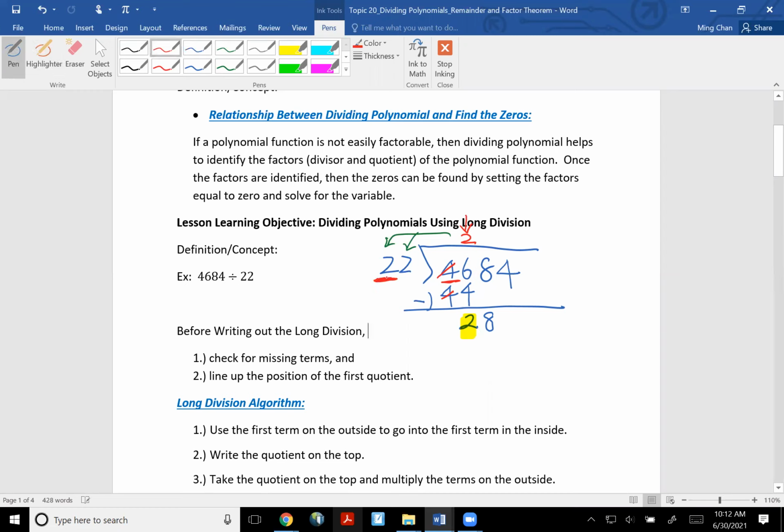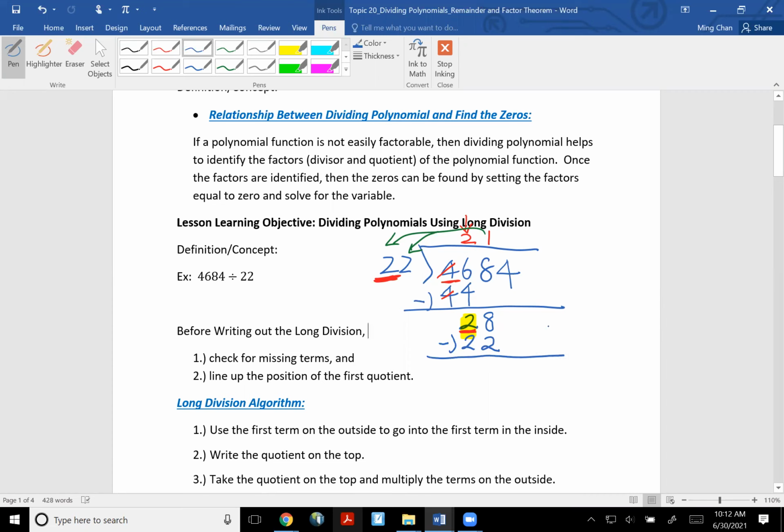So I take the first term on the outside, go into the first term in the inside. How many times? 1 time. So the next quotient goes on top of the following term, the 8. And once I wrote the quotient on the top, then I will multiply both my terms on the outside. 1 times the first term 2 is a 2, so I put it below my first term in the inside. 1 times the second 2 is 2, put below the second term 8.